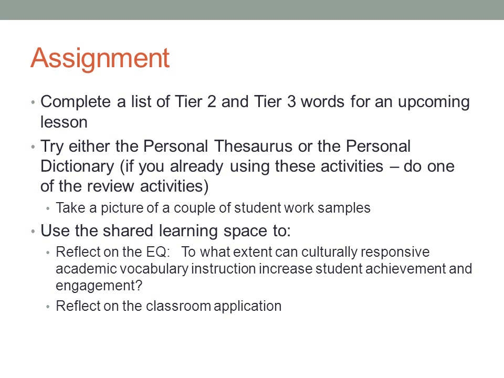So here's your assignment. You're going to complete a list of Tier 2 and Tier 3 words for an upcoming lesson. Try either the personal thesaurus or the personal dictionary. If you're already using these activities, do one of the review activities. So in other words, try like the snowball activity or the vocab tic-tac-toe if you already are using both the personal thesaurus and the personal dictionary. Take a picture of a couple of student work samples, and then you're going to upload those with your reflection on the shared learning space.